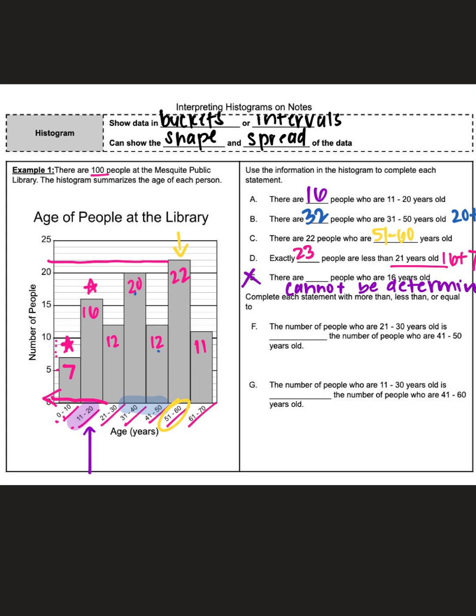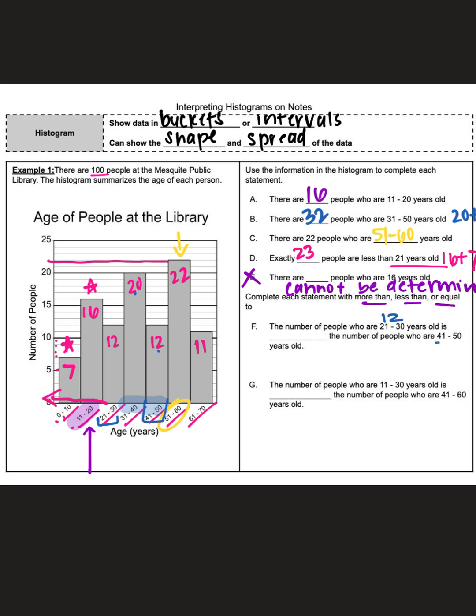All right, the next part, we're going to complete each statement with more than, less than, or equal, just like we did with stem and leaf plots and dot plots. So the number of people who are 21 to 30 years old is blank to the number of people who are 41 to 50. So I've got two buckets that I have to look at. The first one is 21 to 30, which is this one right here, right? How many people was that? Well, luckily we already filled that in. We said that was 12. And the other one I need to compare is for 41 to 50. So let's go ahead and find that.